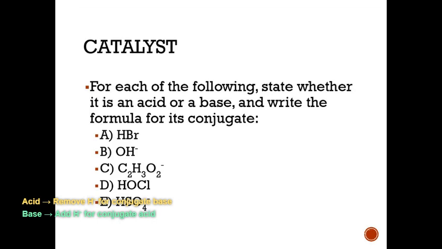HBr is clearly an acid. Remove H+ and you get Br- as a base. Add H+ and you get H2O. For the acetate ion, it's a base. Add H+ to get acetic acid. HOCl is an acid. Remove H+ to get OCl-. Finally, H2O is amphoteric, but it acts as an acid here to get OH-.